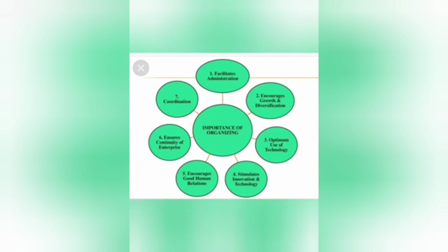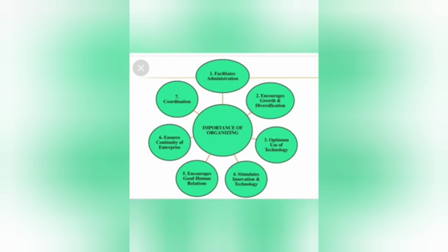Second, it encourages growth and diversification. Why? Because everyone knows the clarity of their working relationship, so it encourages growth, and after growth people can diversify into better things. When everybody is properly organized, work is divided and tasks are properly assigned, they can use the proper technology. So there is optimum use of technology, optimum use of resources, no wastage. These are all the importance of organizing.